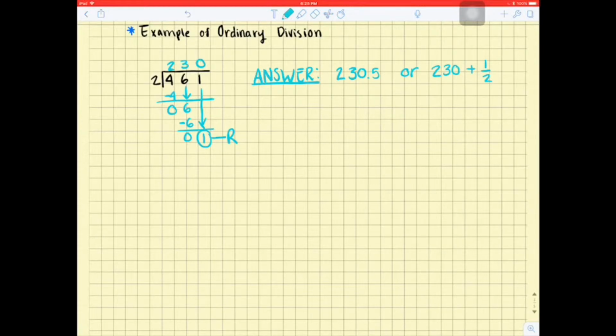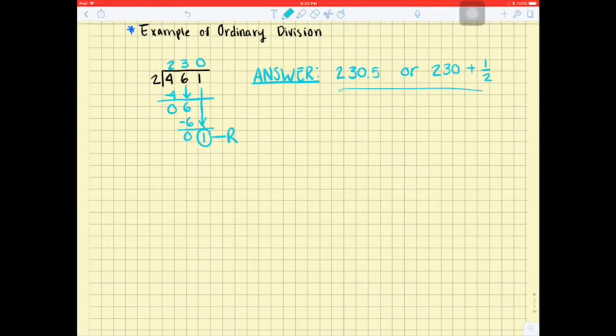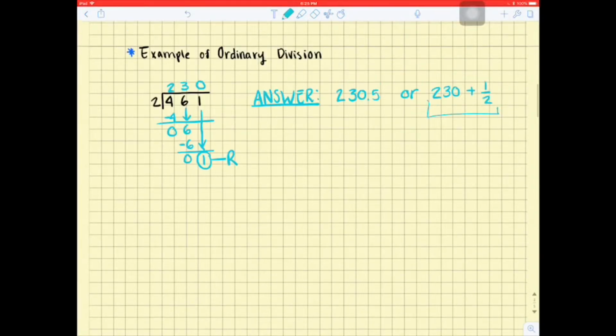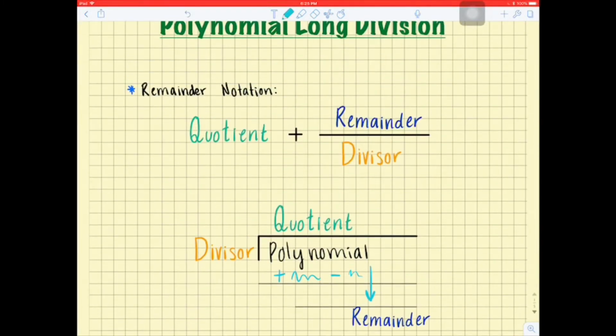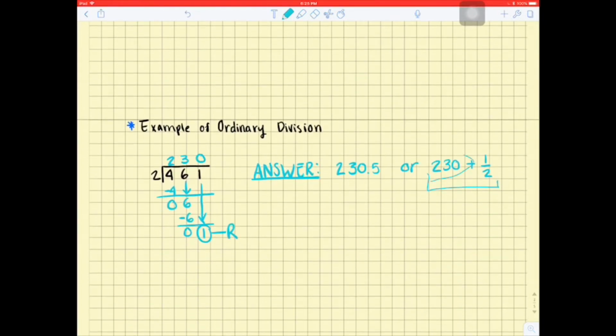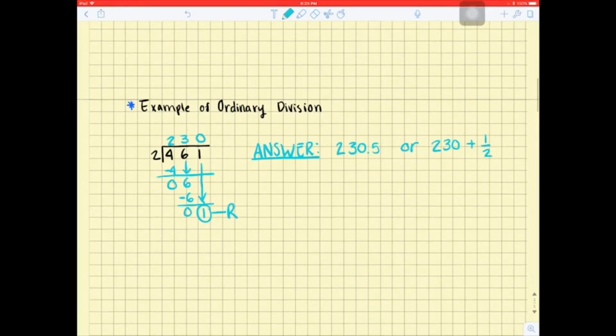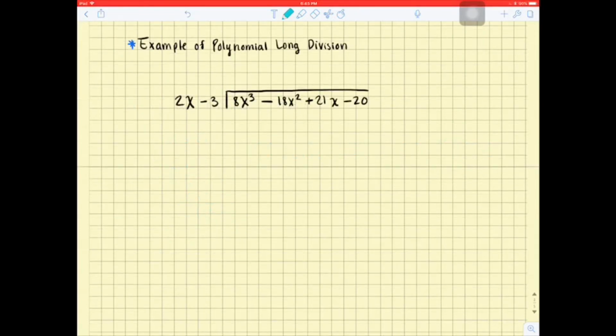But here, the answer can be expressed as 230.5 or 230 plus 1 half, right? It's the same thing. These two are equal. And as you can see, this is expressed in remainder notation, right? You have your quotient here, and then your remainder and divisor here. So this is just an example of remainder notation with numbers. Okay, now I'm going to do an example of polynomial long division.